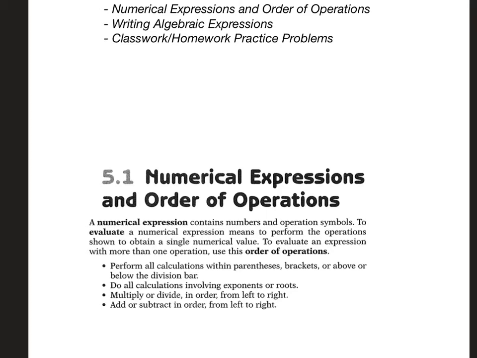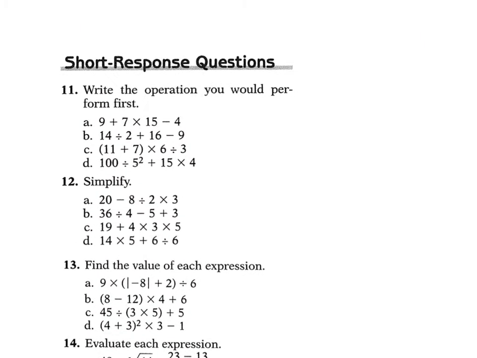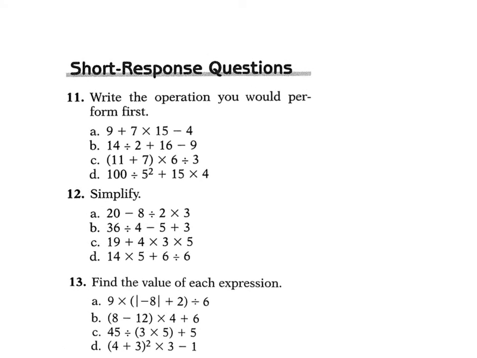So you're going to do your parentheses, then exponents, multiplication or division from left to right, whichever comes first, and then addition or subtraction, whichever comes first from left to right. So if we look at some examples, for 11, it tells us to write the operation you would perform first. For A, we have 9 plus 7 times 15 minus 4. So that 7 times 15 is what you would do first.